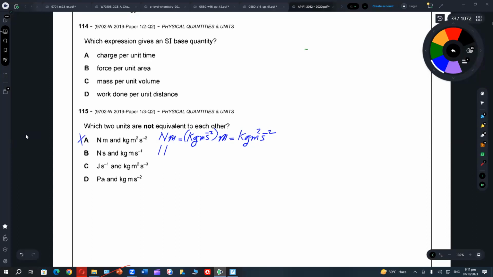Solve Newton second. It's also matching. I have solved this one. Now see part C, joule per second. Solve it, simplify it.